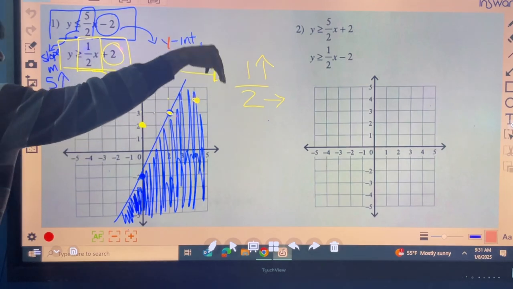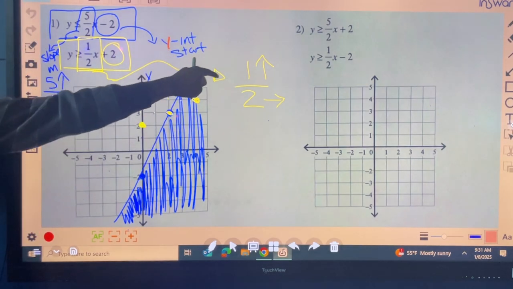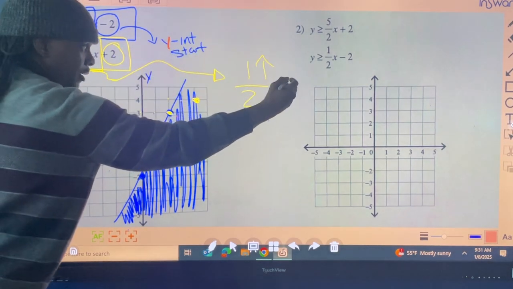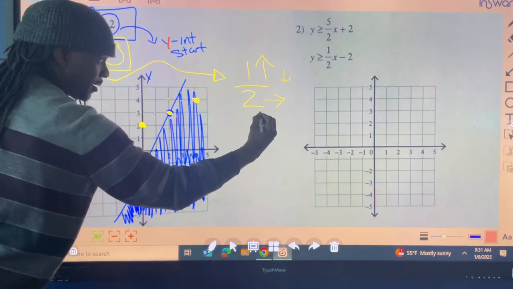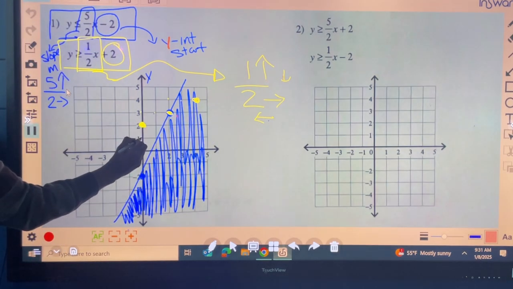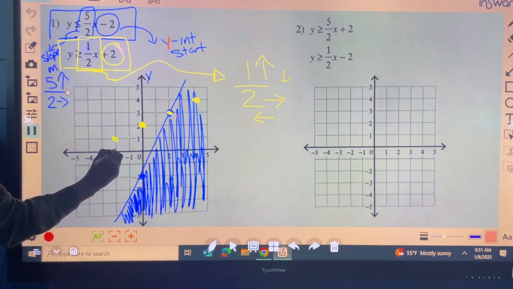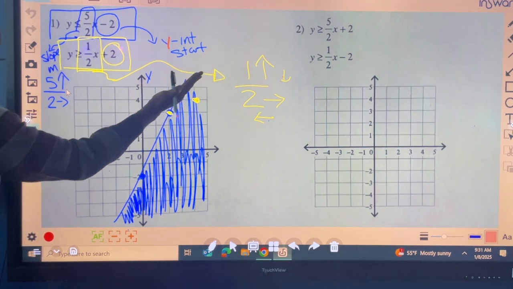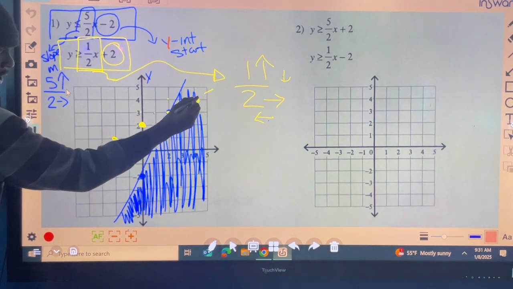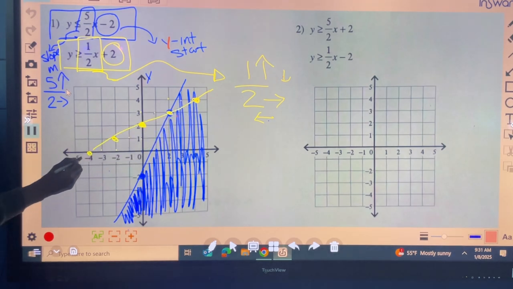You can even do it in reverse to get these points over here. So if you want in reverse, you can go down and left. You can go down 1 and back 2, dot, down 1, back 2, dot. Now I got the entire thing. Draw the line.